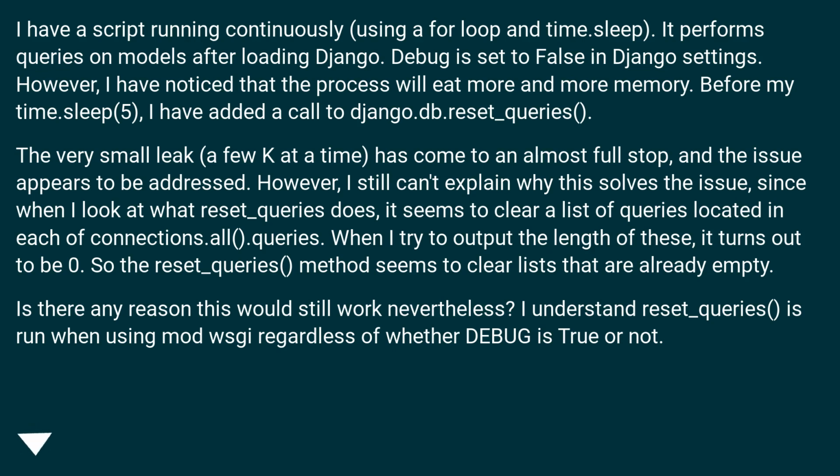However, I still can't explain why this solves the issue, since when I look at what reset_queries does, it seems to clear a list of queries located in each of connections.all(). When I try to output the length of these, it turns out to be 0. So the reset_queries method seems to clear lists that are already empty.